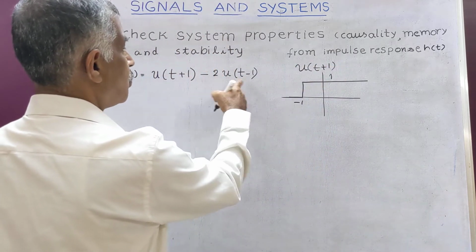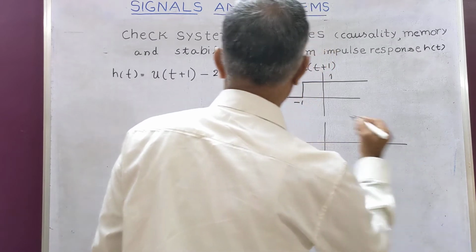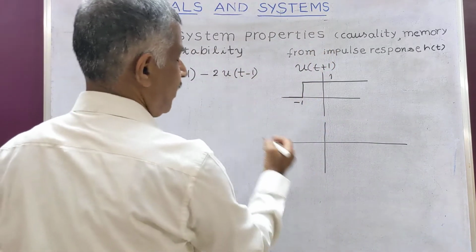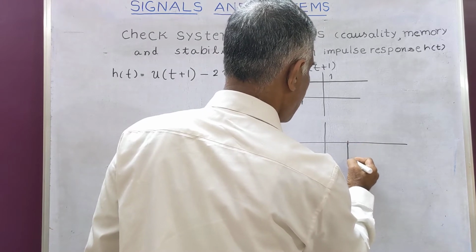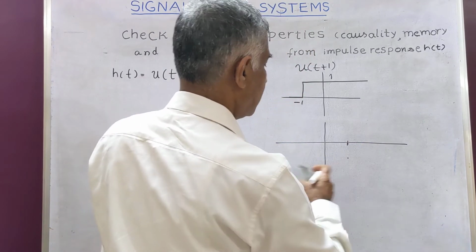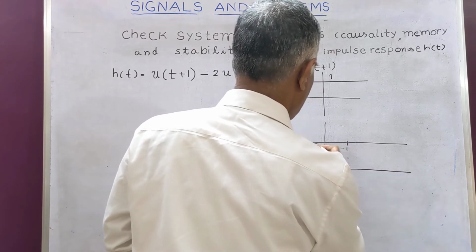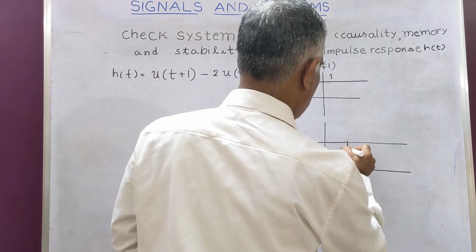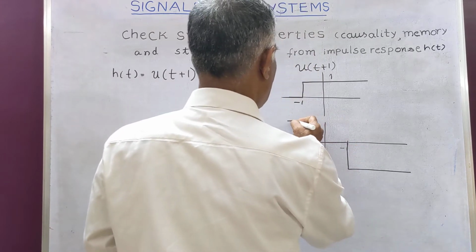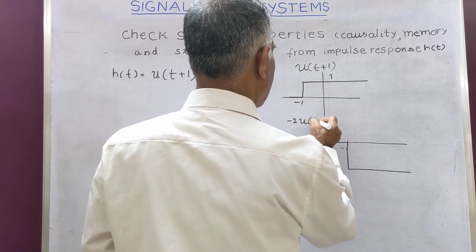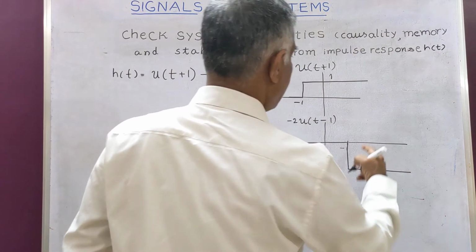What about minus 2u(t-1)? That means after 1, its value is minus 2. This is minus 2u(t-1). Minus 2u(t-1) is like this.